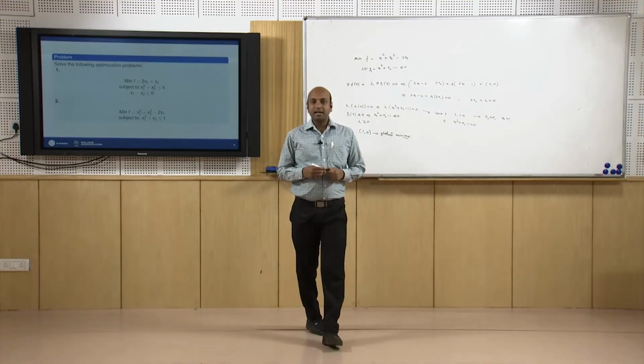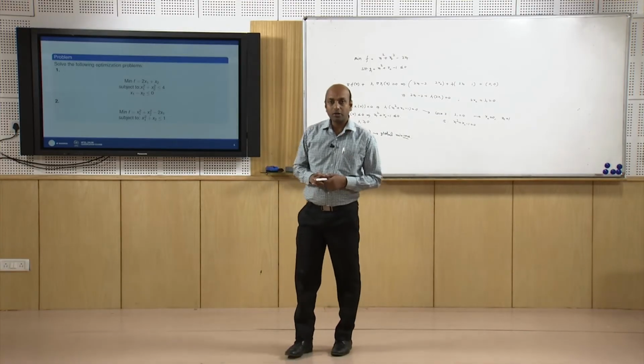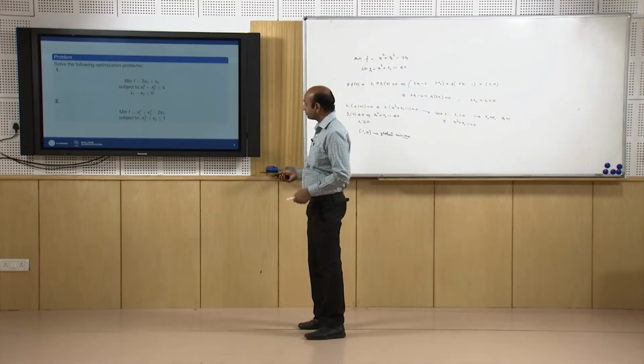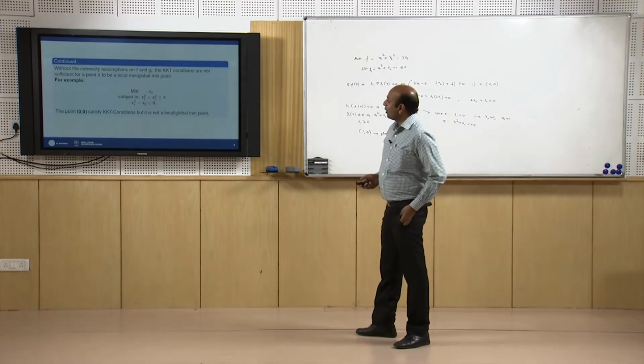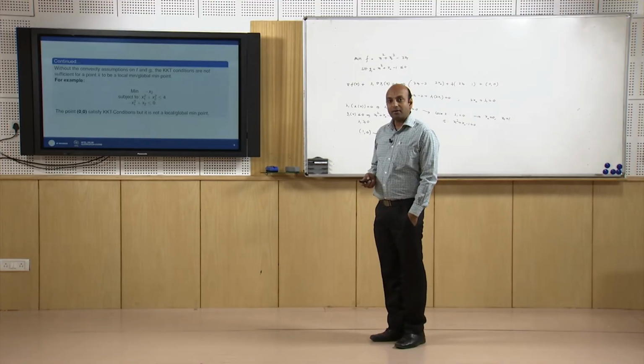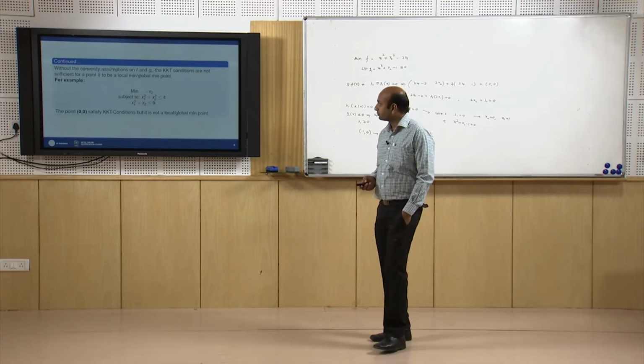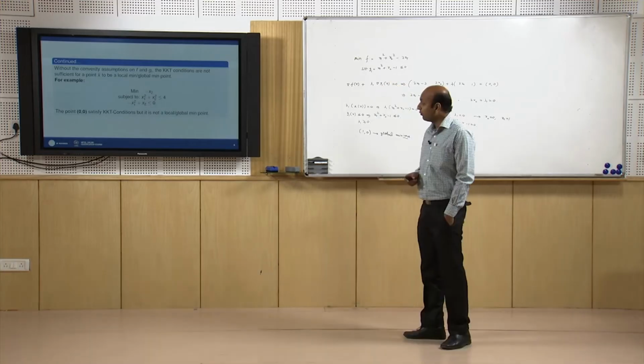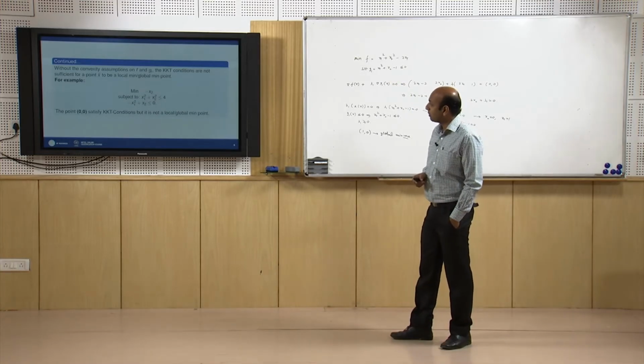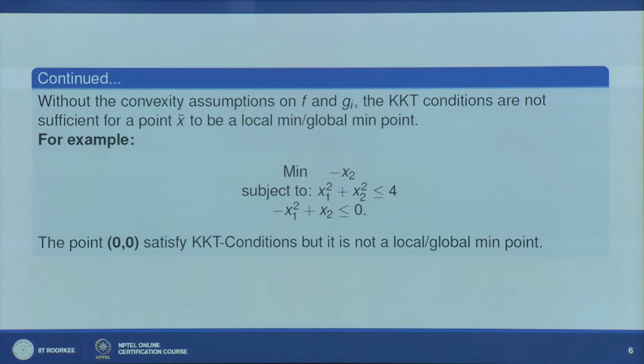So, that is how using KKT conditions we can easily find out the global minimum point of a problem. Now, without the convexity assumptions on f and g_i, the KKT conditions are not sufficient for a point x bar to be a local minimum or global minimum. These conditions are a must. Convexity assumptions on f and g_i for all i are the sufficient conditions. Without these conditions, we can't say that the point x bar is a local or global minimum.